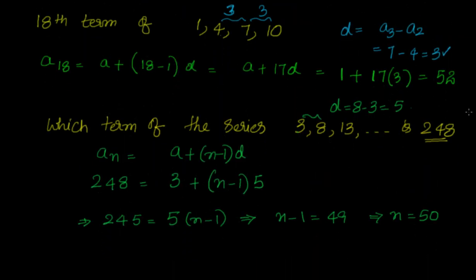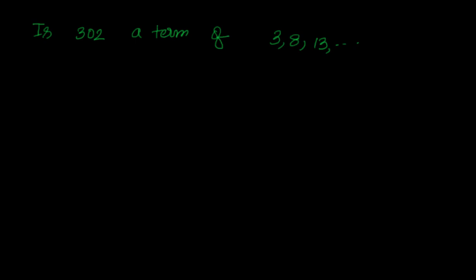We can also do some more simple problems. This can be another problem. We have been given: is 302 a term of 3, 8, 13? By looking at this, we know a equals 3 and d equals 13 minus 8, which is 5. We have been given that an is equal to 302. We have to find n. If n is an integer, we will say it is a term. If n is not an integer, we will say it cannot be a term, because I cannot have a 10th and a half term or a 10 3 by 4 term, right?